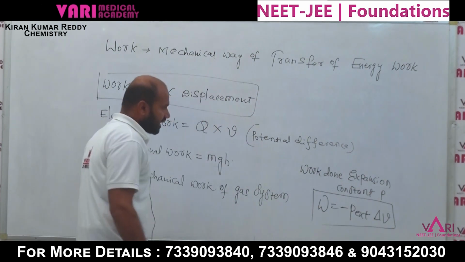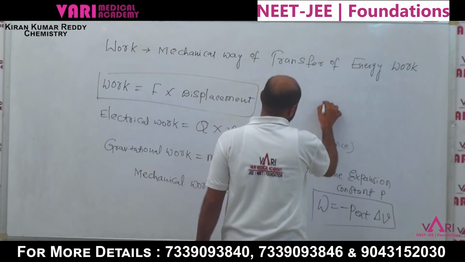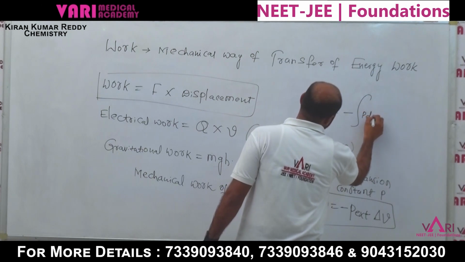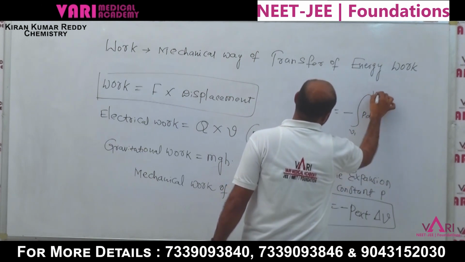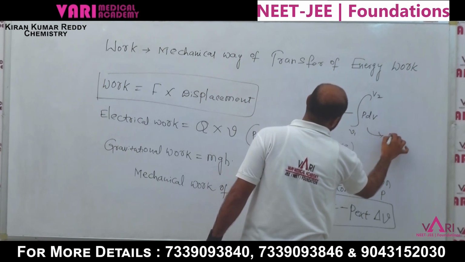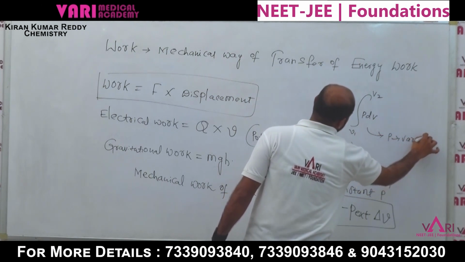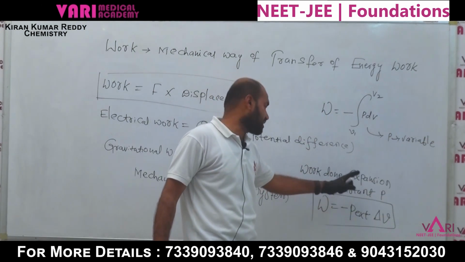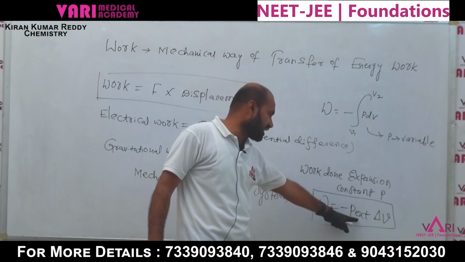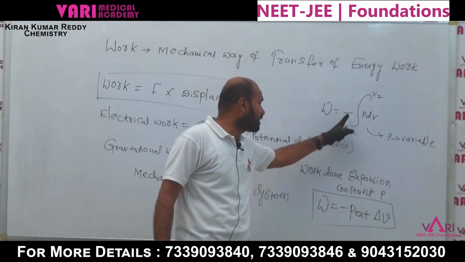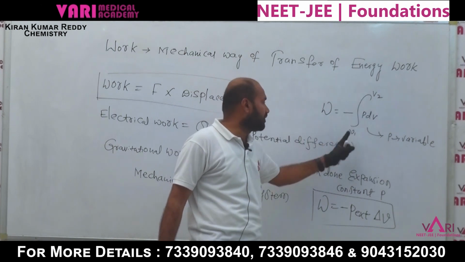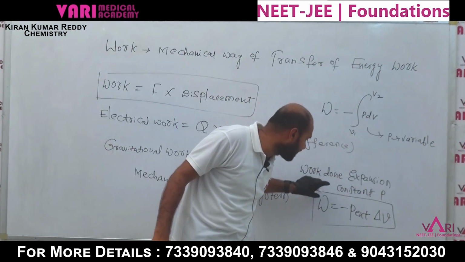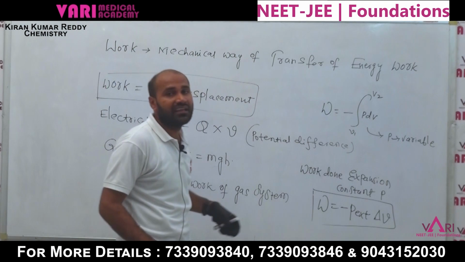Another formula is there for variable pressure: minus integral of PdV, from V1 to V2. Which formula do we use? For work done of gas expansion, W is equal to minus P external delta V at constant pressure, and W is equal to minus integration PdV from V1 to V2 when pressure is variable.